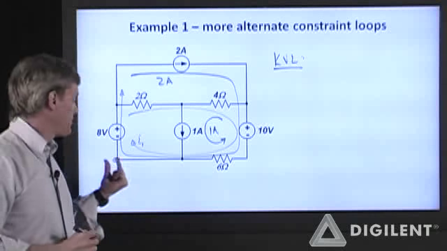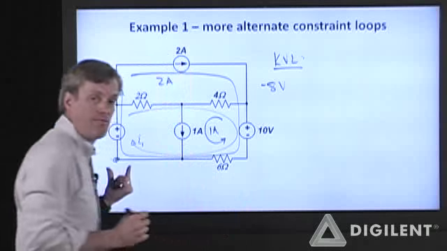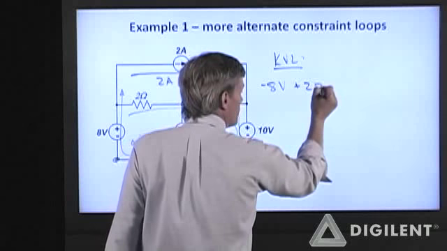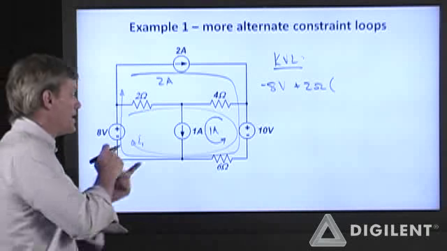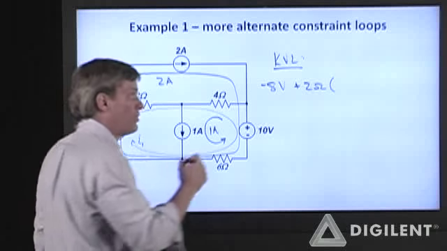Just to be consistent, I'm going to start at the lower left-hand corner again. The first contribution I get is negative 8 volts. Now I get a 2 ohm resistance times the total current going through this resistor. Now I only have a single current. I1 is the only current that goes through the 2 ohm resistor.